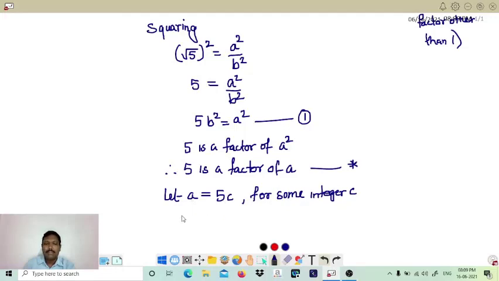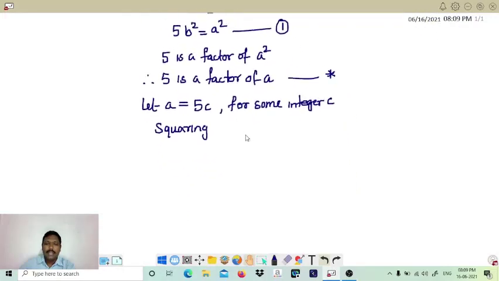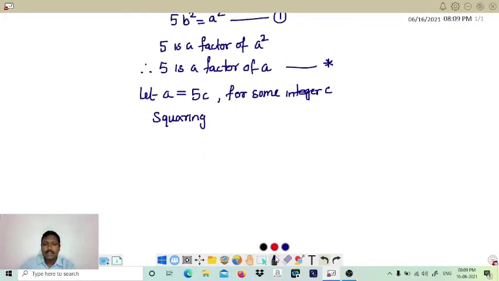This also you have to square on both sides. So squaring, you will get a squared is equal to, see, by squaring this you will get what?